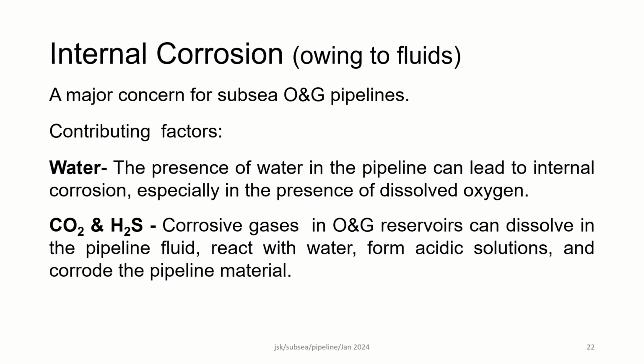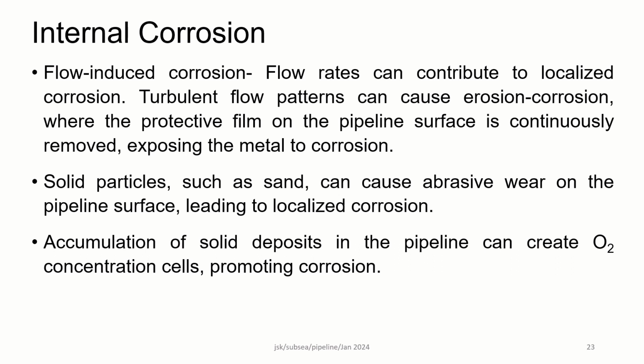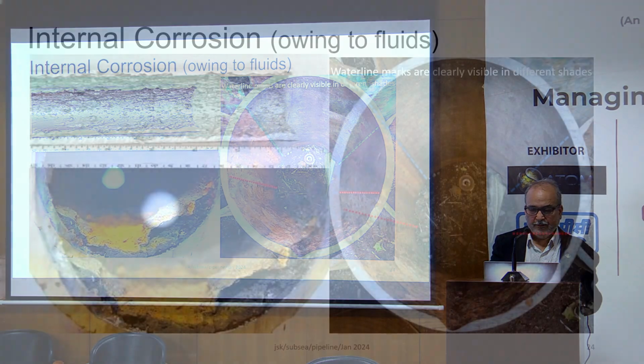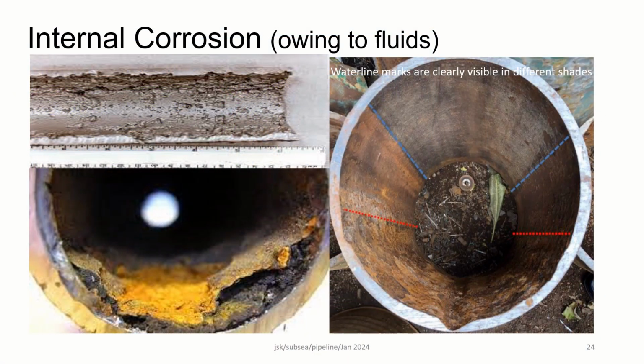The contributing factors for internal corrosion are water, carbon dioxide and hydrogen sulfide. Internal corrosion could be flow-induced corrosion also. Solid particles such as sand can also cause abrasive wear on the pipelines. Accumulation of solid deposits in the pipeline can create oxygen concentration cells leading to corrosion. In these pictures you can see the pipeline wherein there is a flow, and because of the diameter the water marks are clearly shown.